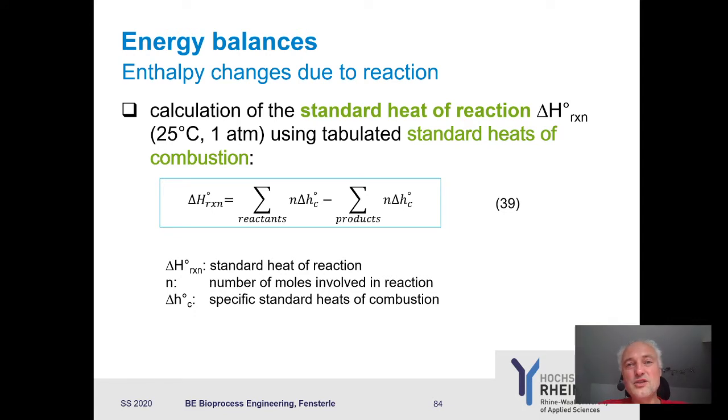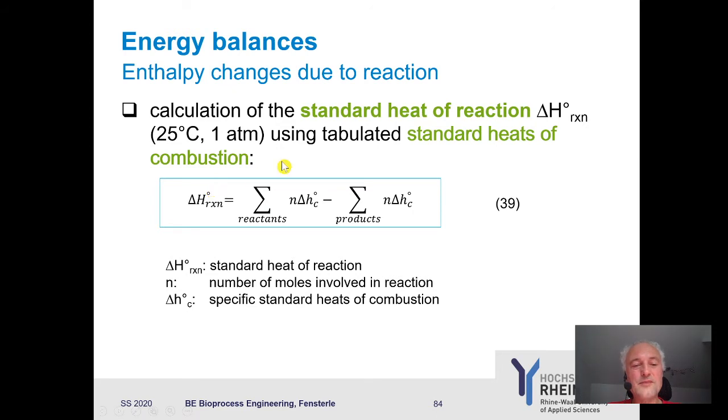Of course you can then use these values, because you remember enthalpy is a state function. You can use these values to calculate the heat of reaction, and that's very simple. Your delta H at 25 degrees and 1 atmosphere is simply the sum of the standard heats of combustion of your reactants minus the sum of the standard heats of combustion of your products. That's it. And then you have your delta H_RXN.